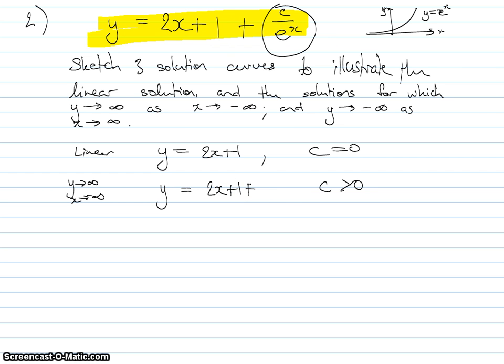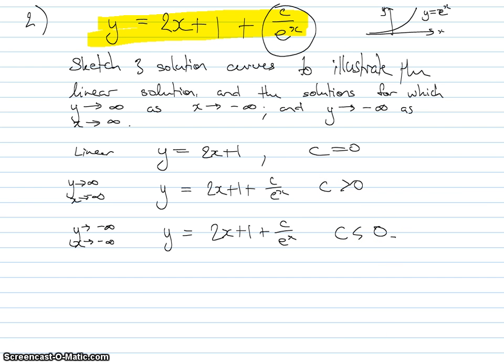So, what about if I want y to go to negative infinity when x goes towards negative infinity? Well then, I'm still going to add it, but instead of it being a positive number, I want it to go down now. I want it to be below the curve 2x plus 1, so I want c to be less than 0.